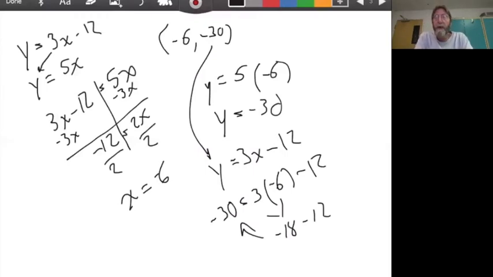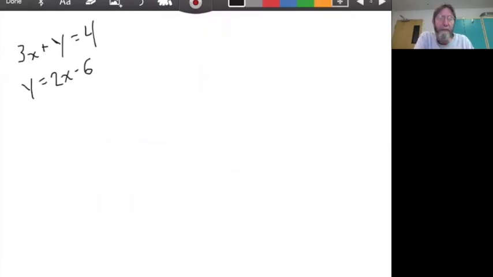So that's going to get most of you by for your homework. But I've got a challenge one right here. This one's a little bit more involved. Now, this one, they're not both written y equals. Now, you could take this top one and solve it for y. We could move that 3x to the other side. Or, remember, we're saying that y is 2x minus 6.